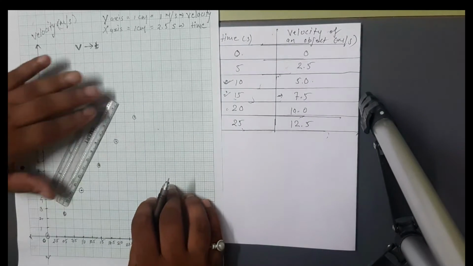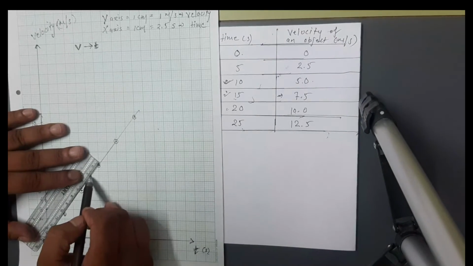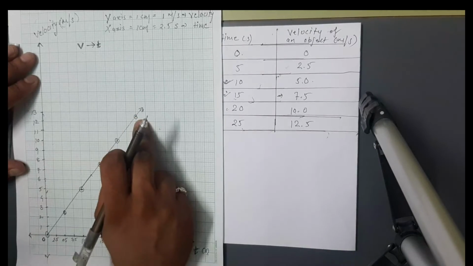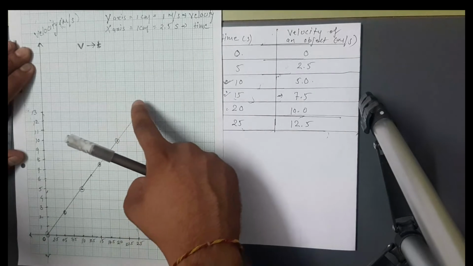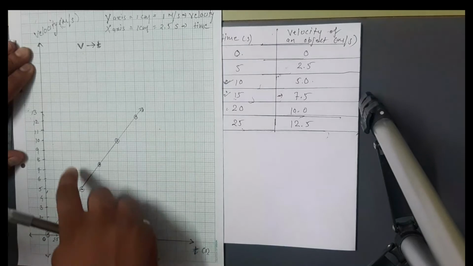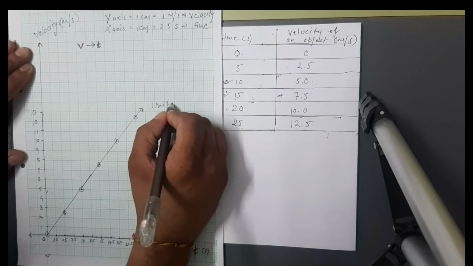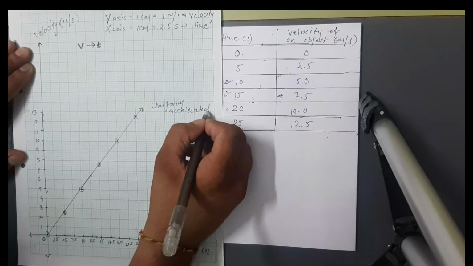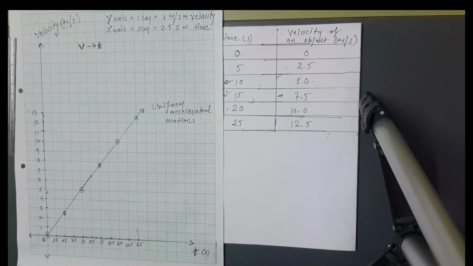Now as we join these points, we will see that it is linear. If the graph is linear, we can say that velocity is changing with respect to time, but the change in velocity is linear, meaning at every equal interval of time the change in velocity is uniform. That is called uniformly accelerated motion.